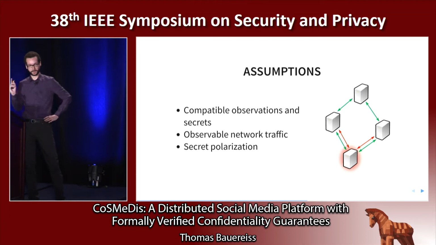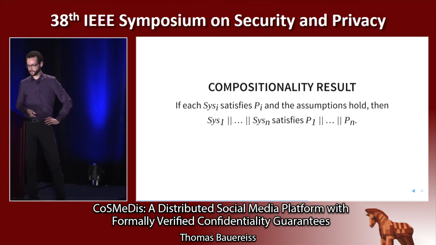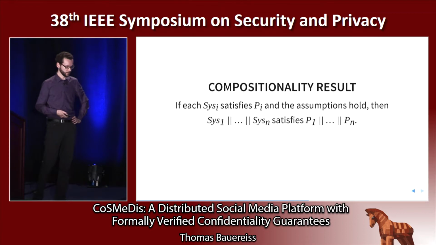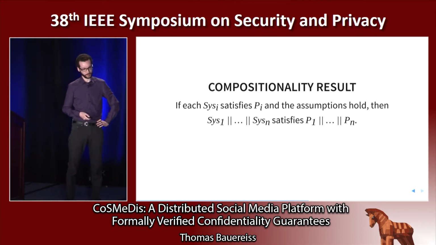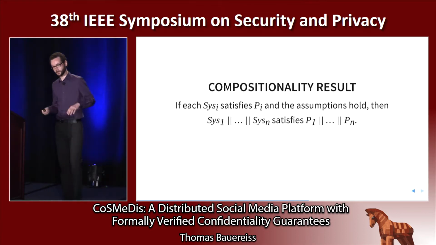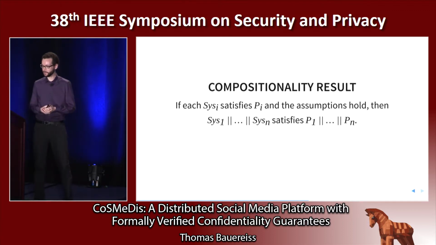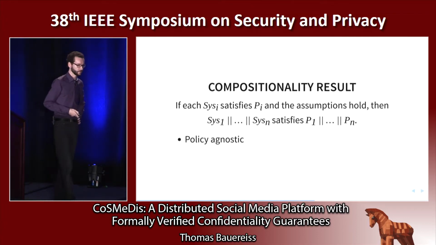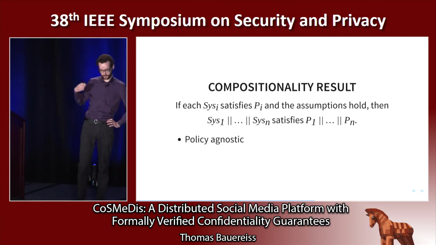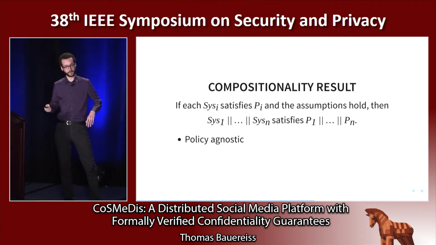And by having these assumptions, this allowed us to simplify our proofs considerably. So with these assumptions, we obtained compositionality results that allow us to compose security properties of a network of systems. The main strength of it is that it is policy agnostic, in the sense that if these assumptions hold, then we can basically compose arbitrary policies.